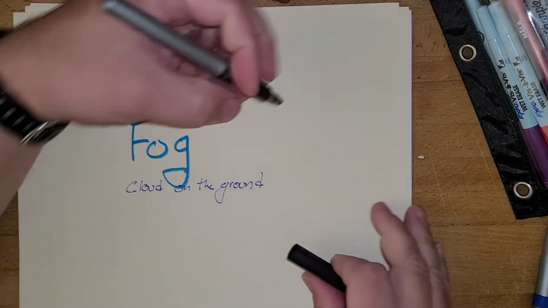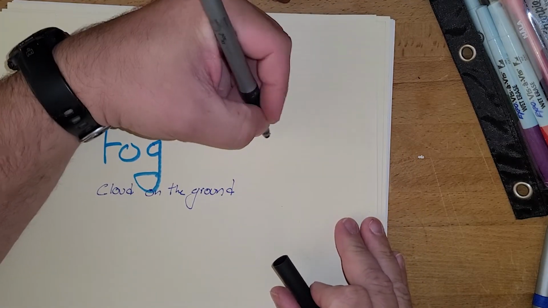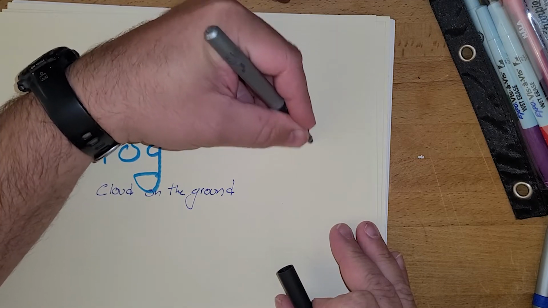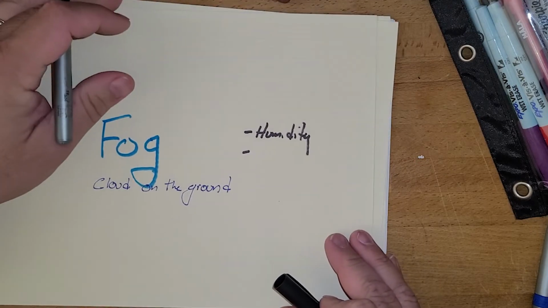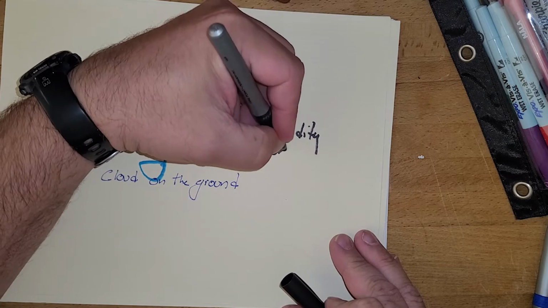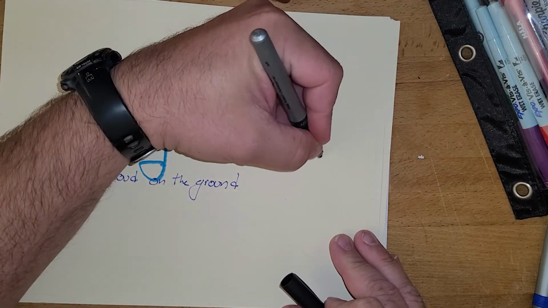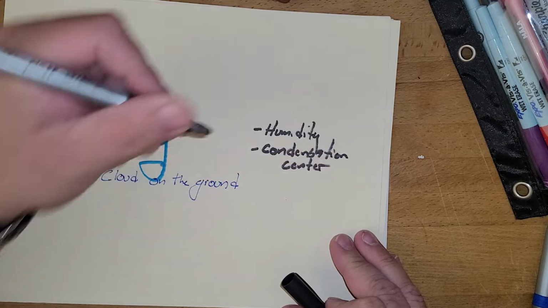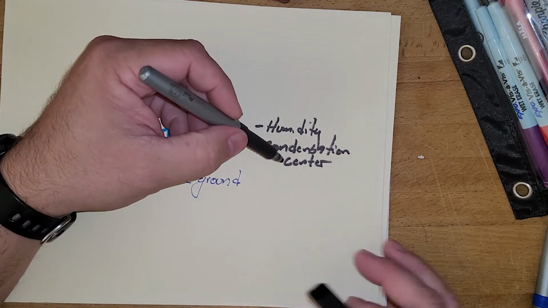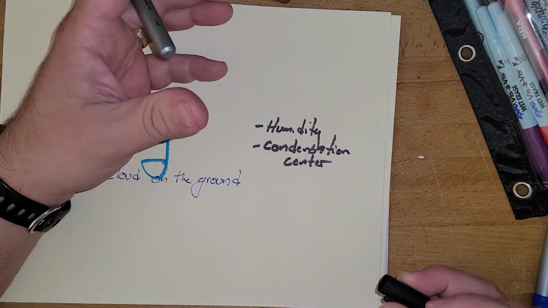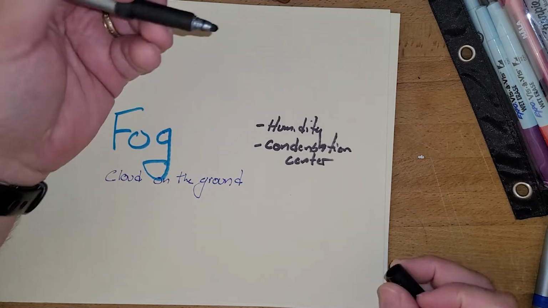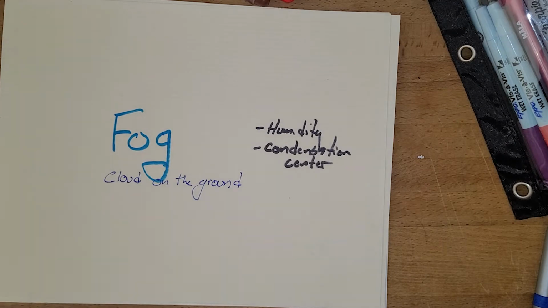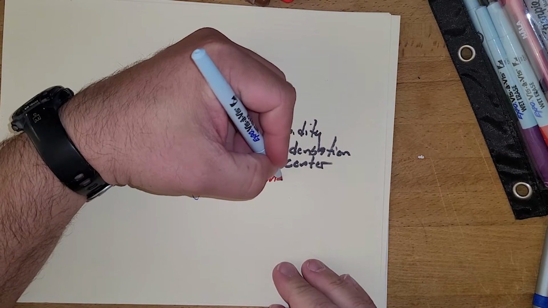If you remember that cloud recipe, we're going to need two ingredients. We're going to need humidity, and we're going to need a condensation nuclei. And that condensation center, the condensation nuclei, can be dust or salt or anything else like that. And then the process to get to where we're going, we have to make it colder.